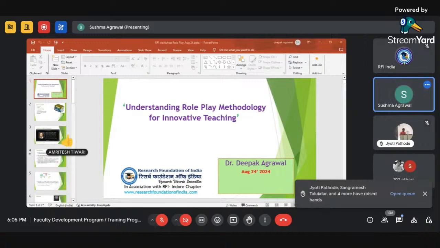So today's topic is understanding the role play methodology for innovative teaching. In today's environment, it is nothing much new. We all are very much familiar with this terminology. So I think this session would be brushing you up to a certain extent, and it will be very helpful for those people who have entered the academic world.